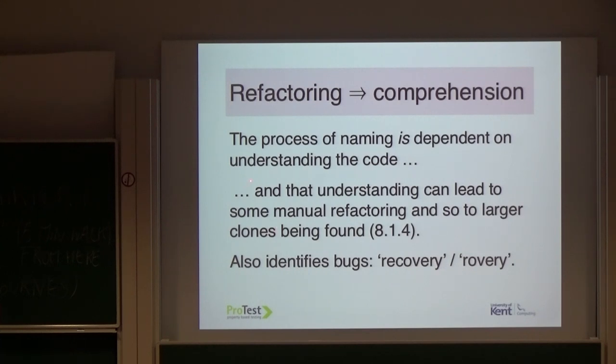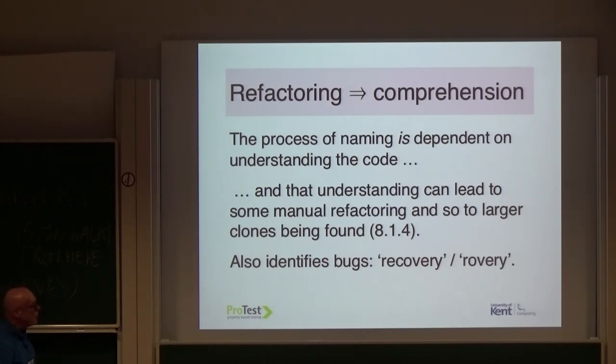There are situations where you would have one clone identified and another one following it, but the thing in between was slightly different. If you see that situation, you can manually refactor the line or two of code in between and unify those two clones. So we saw that happen. Through getting that information, we were able to improve the code, but that was very much ad hoc.